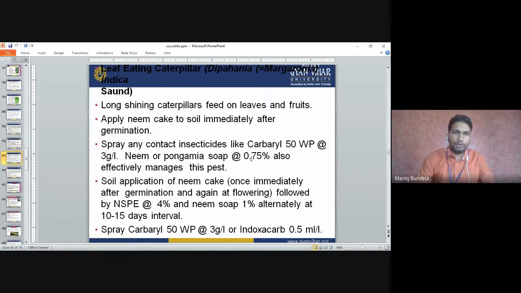Leaf-eating caterpillar: the long shining caterpillars feed on the leaves and fruits. Apply neem cake to the soil immediately after germination. Spray any contact insecticide like carbaryl 50 WP or neem or pongamia soap 0.75%, which is also effective to manage this pest. Soil application of neem cake once immediately after germination and again at flowering, followed by neem seed kernel extract 4% or neem soap 1%, can be used alternately. Carbaryl 50 WP at 3 gram per liter of water can also be used.